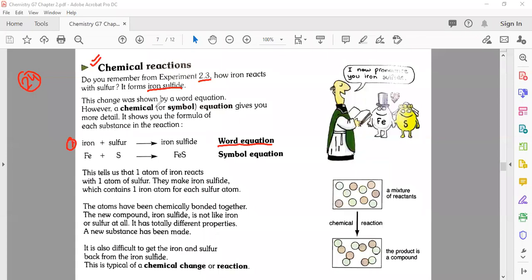However, a chemical or symbol equation gives you more detail. The second equation that you can see here is your symbol or chemical equation. It shows you the formula of each substance in the reaction. So you can see here the symbols or the formulas of each substance, what we use and what we get, before the reaction or after the reaction.